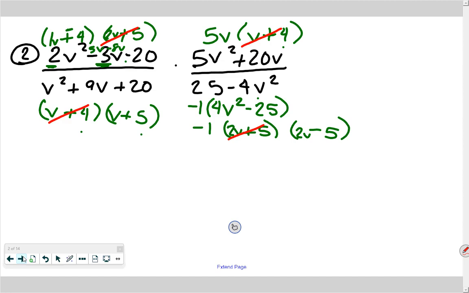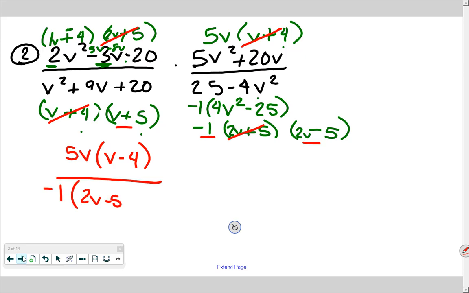What's left on the top is 5b, and then you have the b minus 4. And then on the bottom you have this, this, and this: the negative 1, and then you have the 2b minus 5, and then the b plus 5. Don't put them back together, because if you put them back together, you're more apt to make mistakes distributing something wrong. So just leave it like that.